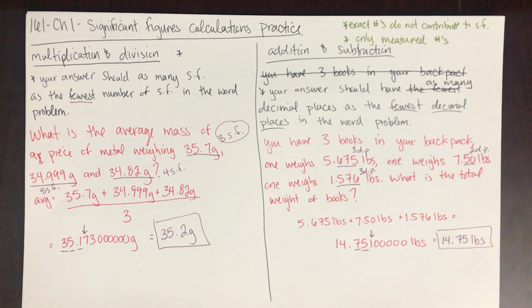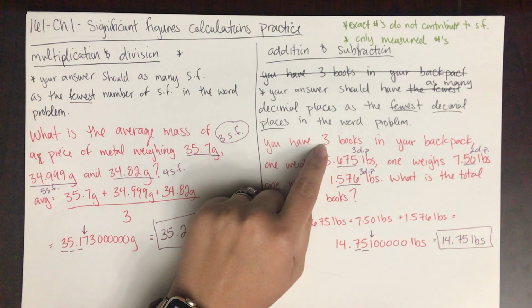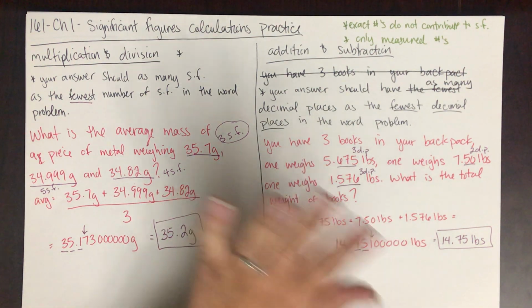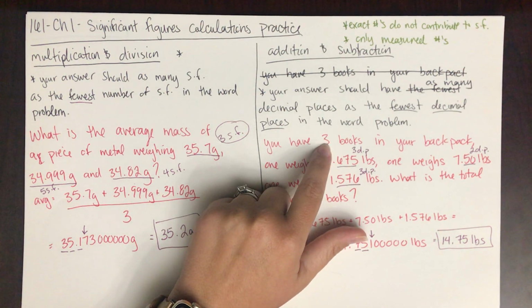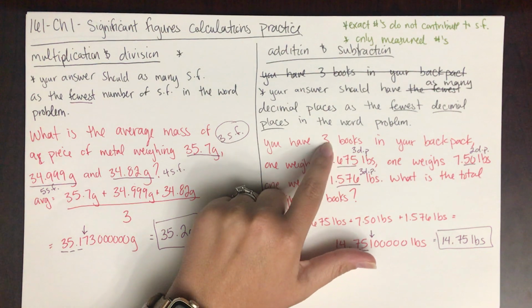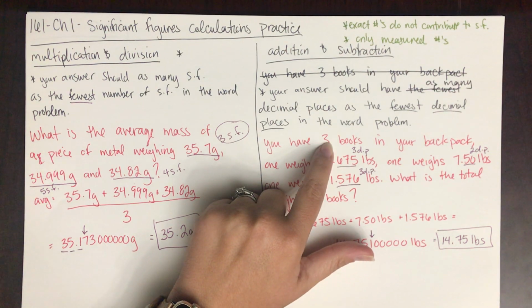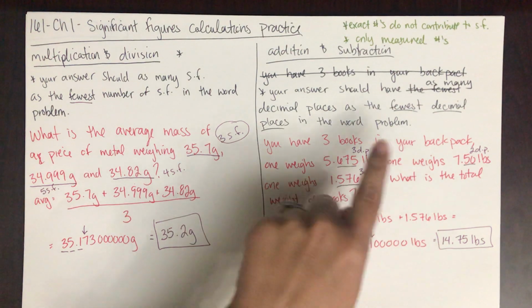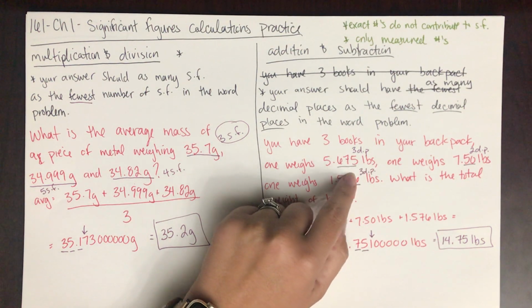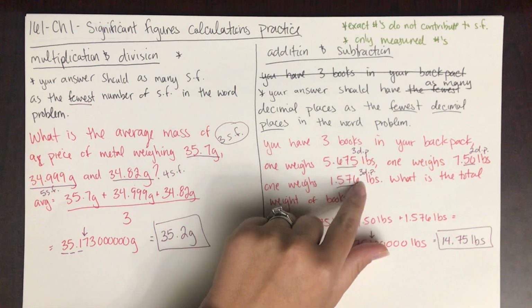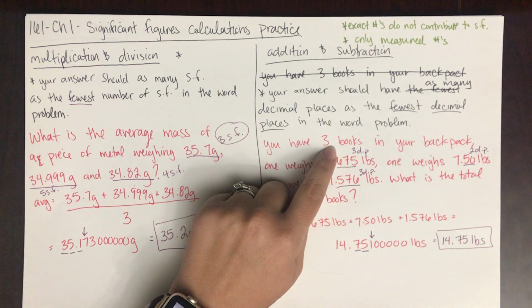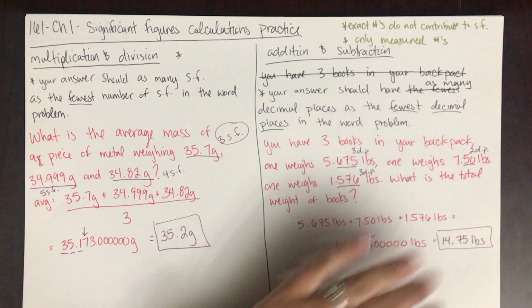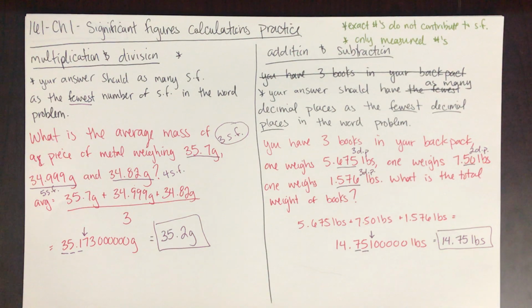So one thing that I want to mention is that we didn't use 3 at all in the calculation because 3 books is not a measured number. 3 books is an exact number. An exact number is something that you count. A measured number is something that you use some sort of measuring device to measure, like pounds, mass, length, anything like that. So that's why 3 having 0 decimal places didn't come into play at all.